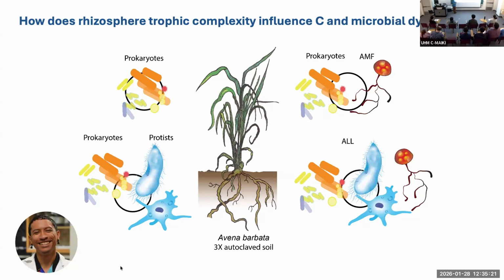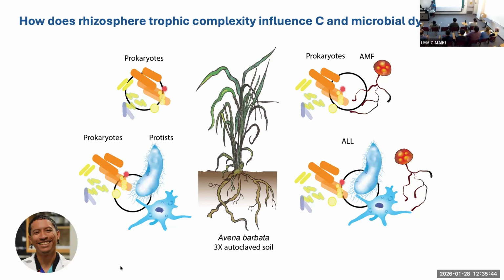After that, Garrett wanted to create his own enrichment from a Mediterranean grassland soil in Hopland. Several of us work there or have worked there. From there, he created the different communities that you see here. He added prokaryotes only, prokaryotes and protists, prokaryotes and AMF spores, and everybody.